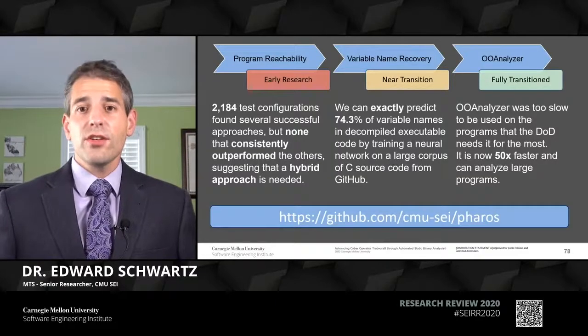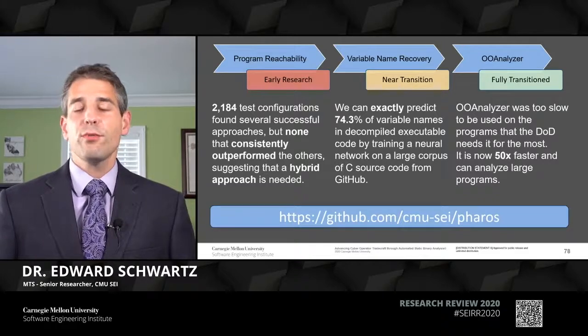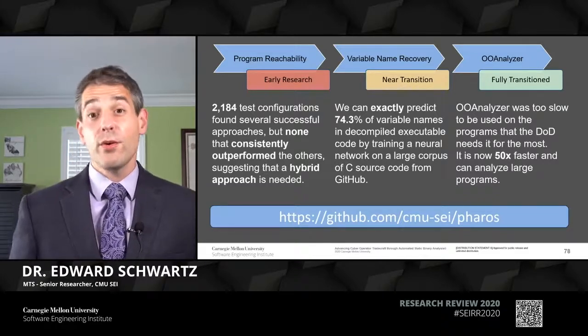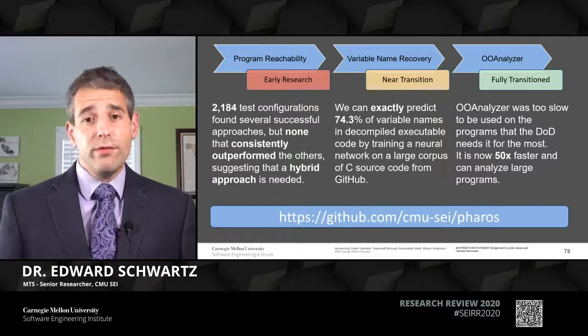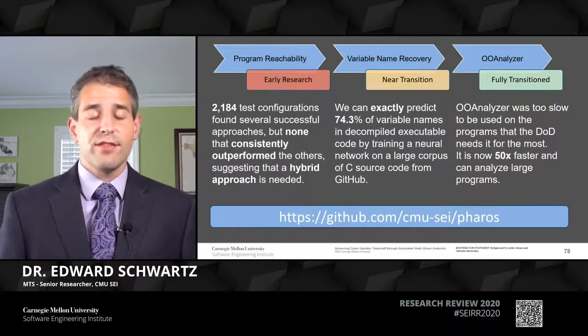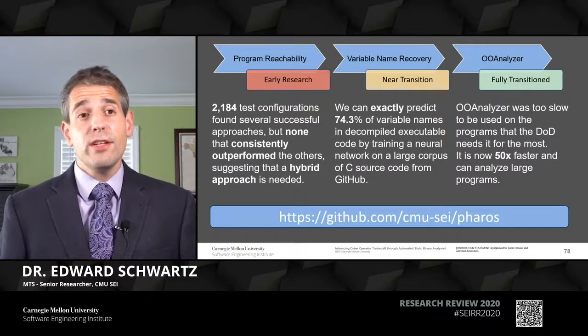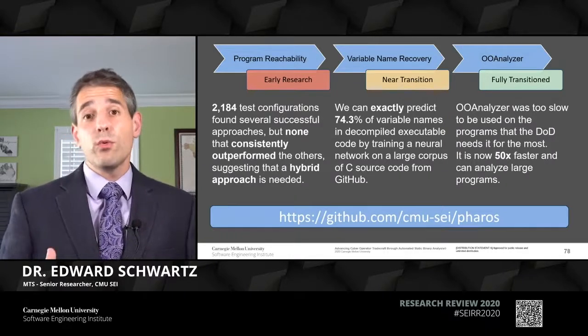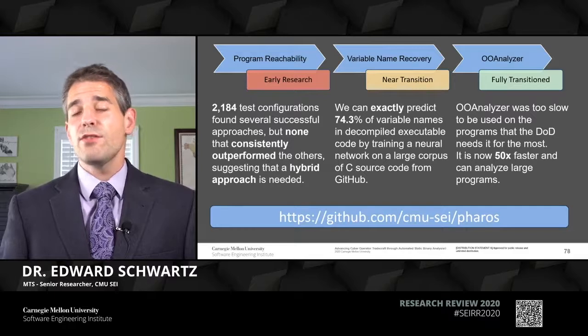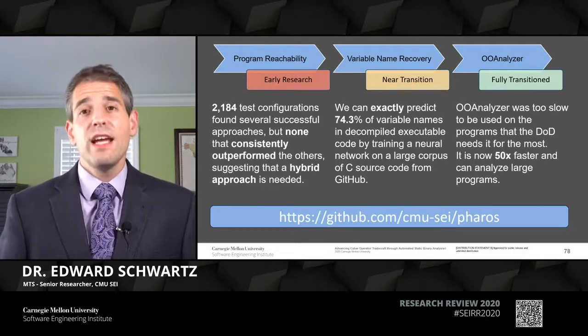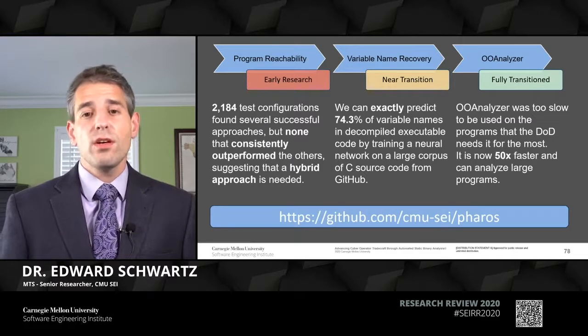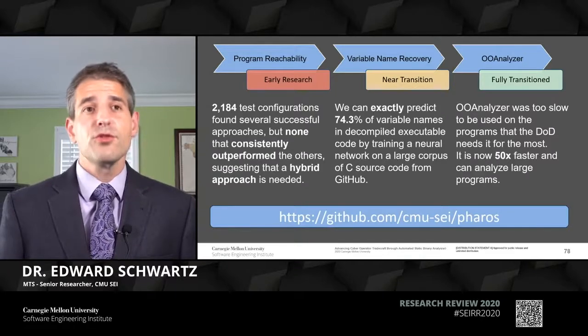So, in conclusion, Cory and I have just told you about 3 very different projects that we have going on here at the SEI that are in 3 very different stages of the research life cycle. We talked about some of our very early work on program reachability and how that early work informed us that there's not going to be a silver bullet solution, and we're going to have to continue that work in the form of a hybrid approach.